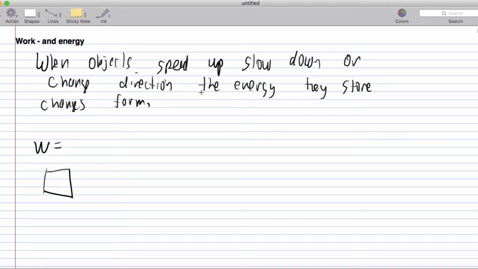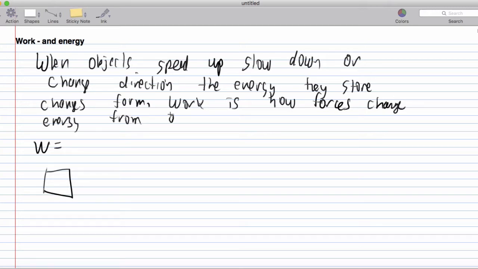Okay, so I'll say it like this. Work is how forces change energy from one form to another. And the result is that objects speed up or slow down.